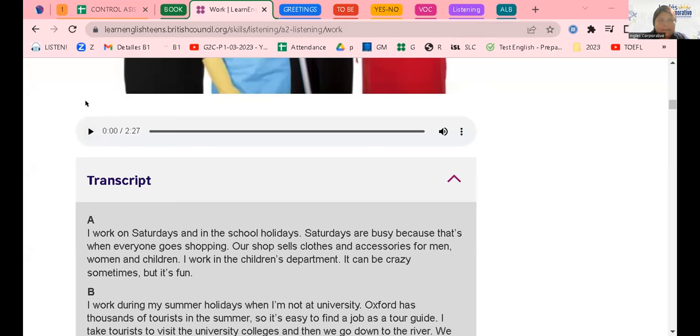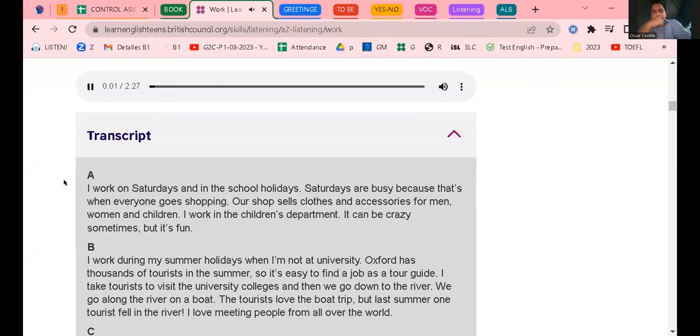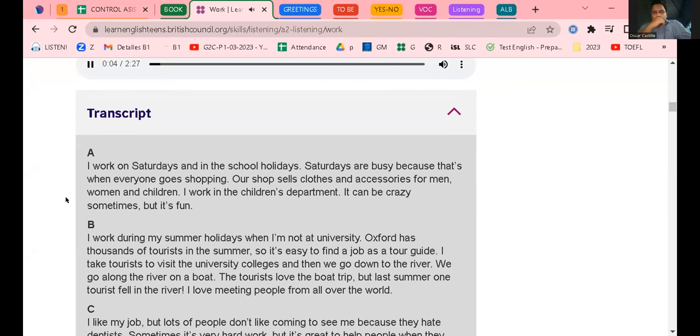Okay, let's do it. Hey, I work on Saturdays and in the school holidays. Saturdays are busy because that's when everyone goes shopping. Our shop sells clothes and accessories for men, women and children. I work in the children's department. It can be crazy, but it's fun.